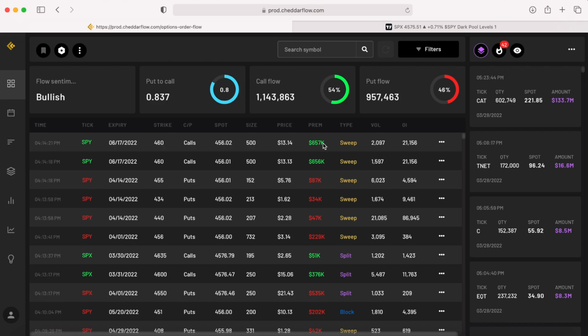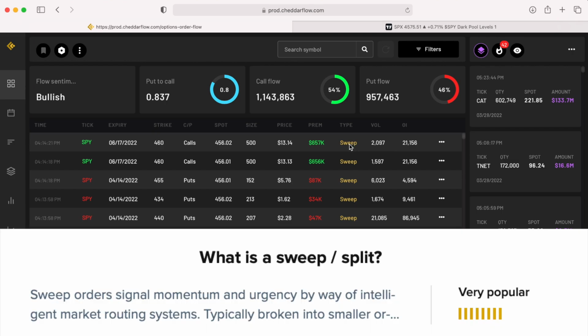Now, what seems to get people kind of confused originally is the type of order for each of these. So you'll see here automatically we have the sweep right here. We have a split order and a block order. Those are the three main types of orders that the Cheddar Flow software spits out whenever a print hits the tape, like I was sharing with you earlier. And basically a sweep is somebody that's very urgent at buying a contract or contracts of a certain option.